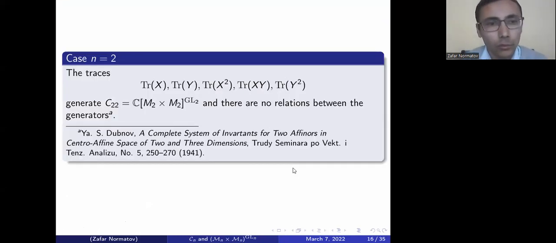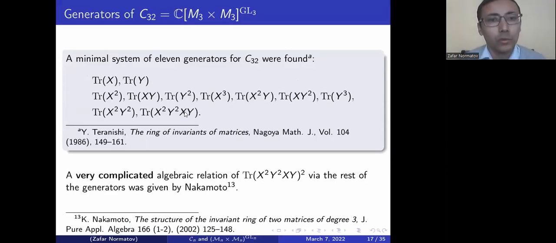Now we move to give the description for the case n equals 2. In 1941, Dubnov proved that the following 5 traces generate C2, and there are no relations between the generators. And now we move to the algebra C32.